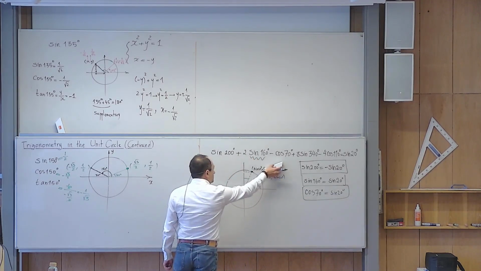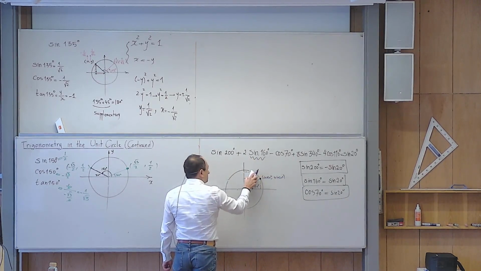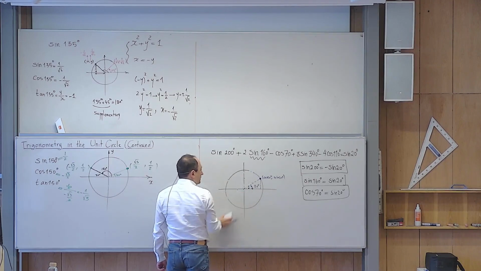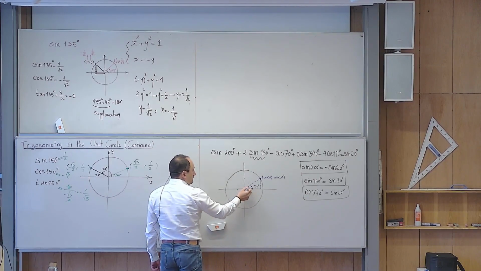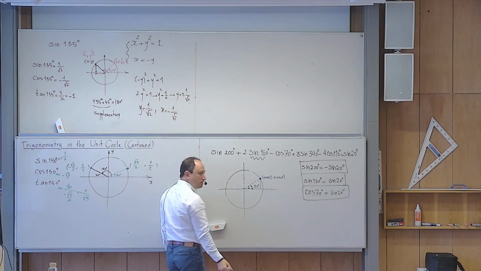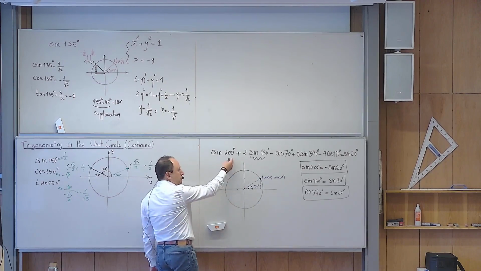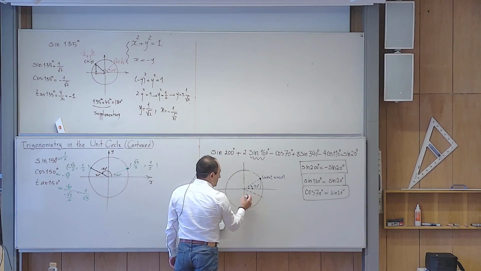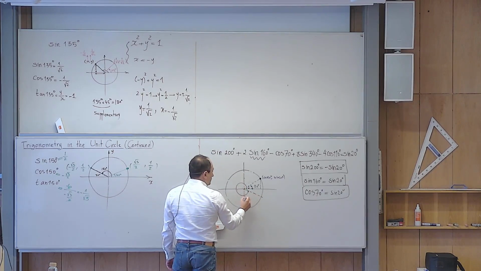So let me clean this one now. So 340 degrees, where is 340 degrees? So I start from here. If I go one full round, it is 360 degrees. So I have to stop before that. How much before that? Exactly 20 degrees. So the person who designed the problem designed it in that way. So that's not very strange. So this is the angle 340 degrees.